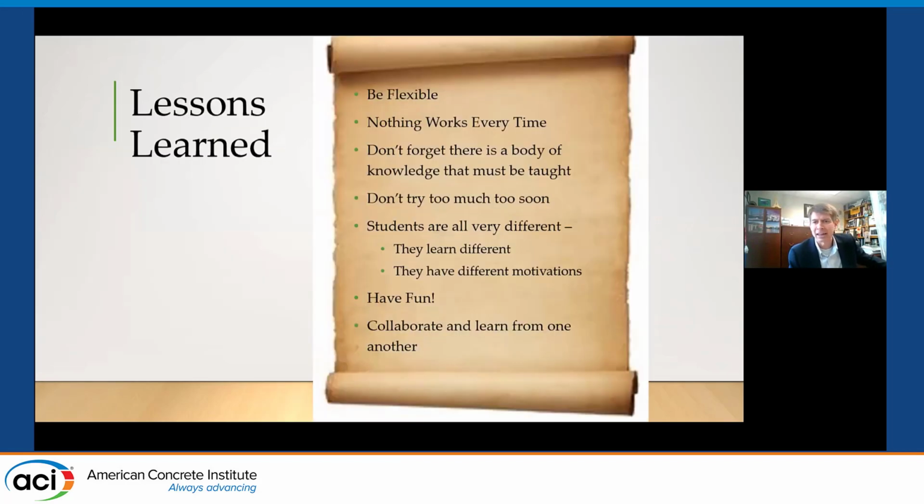So at the end of the day, regardless of the method attempted, I know we went through a lot of those really fast, there are a few lessons learned that I would suggest to think about. One is be flexible and realize things are going to change, students will change, and nothing's going to work perfectly every time. Another point I would make is don't forget that regardless of what method you use, there is a body of knowledge, and this is important maybe for your accreditation or for your students that take the FE exam. So don't lose sight of the big picture and make sure you hit all your key learning objectives.